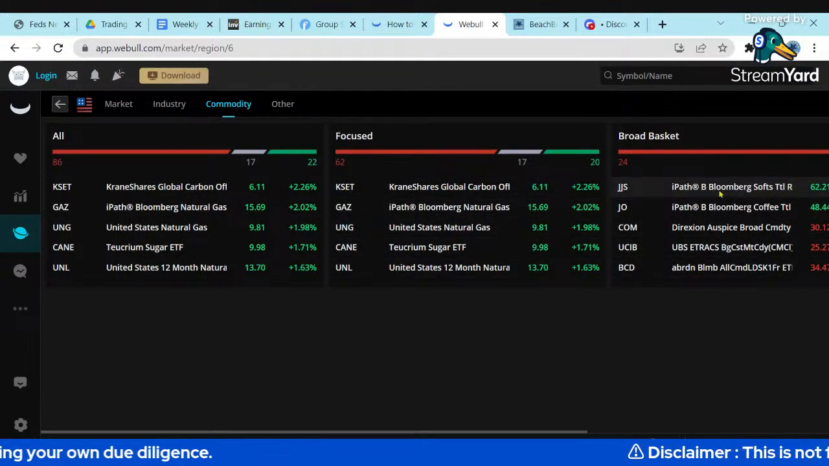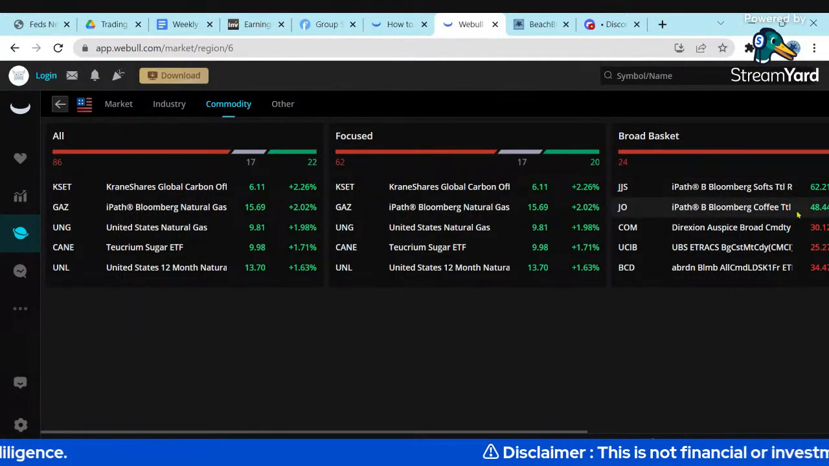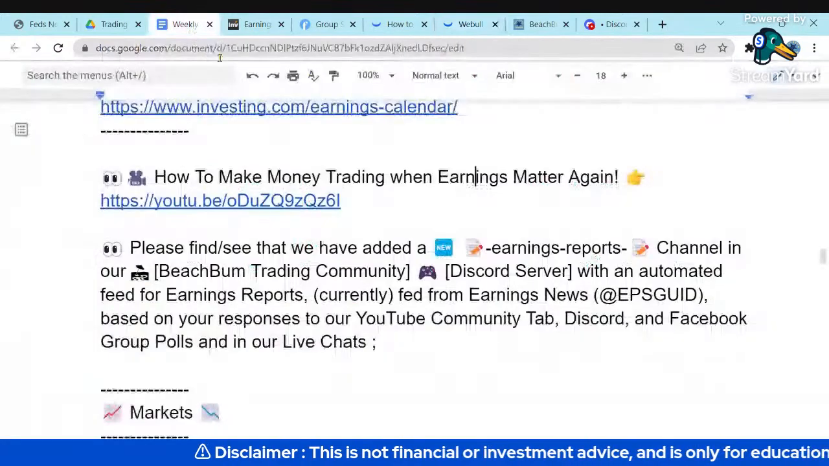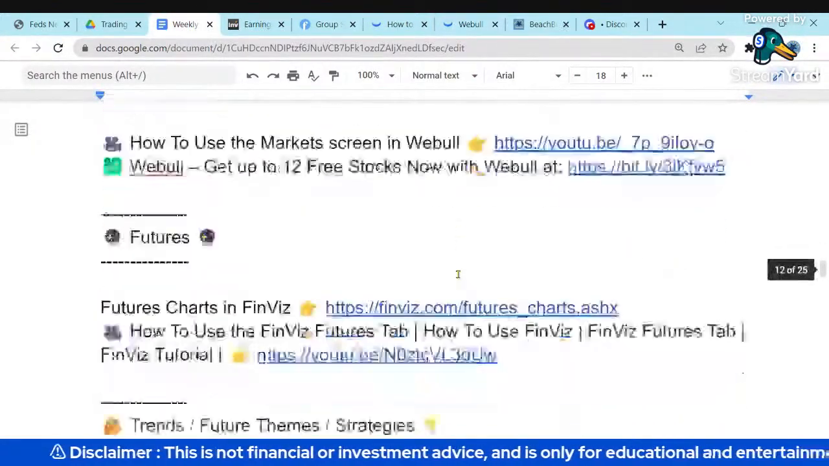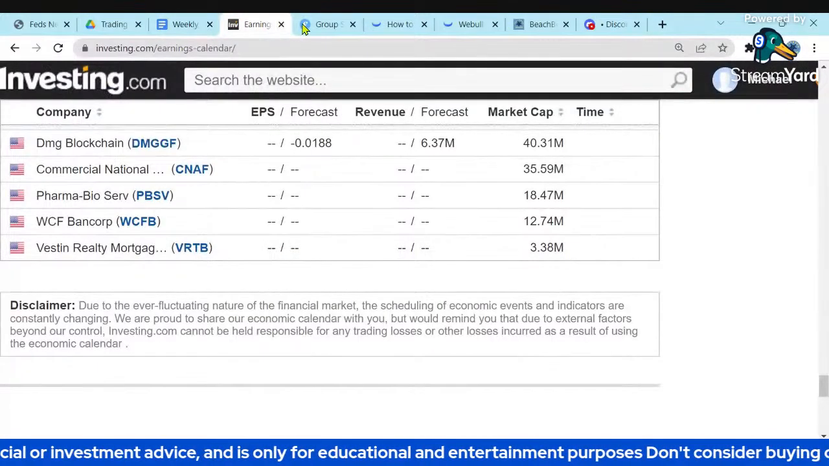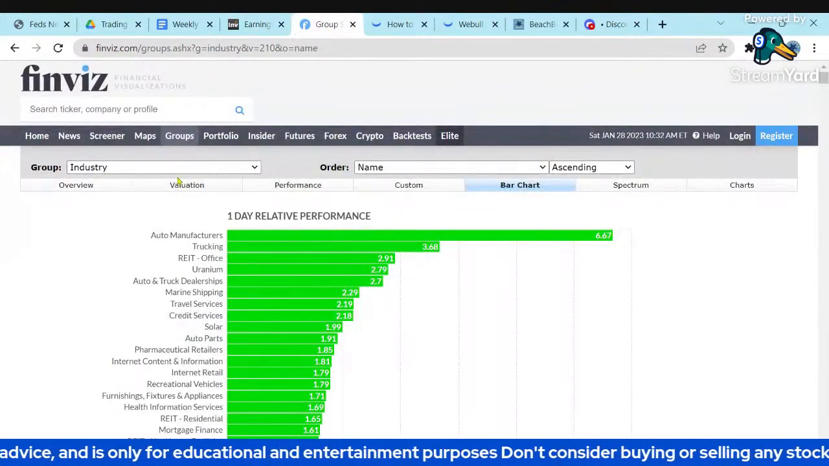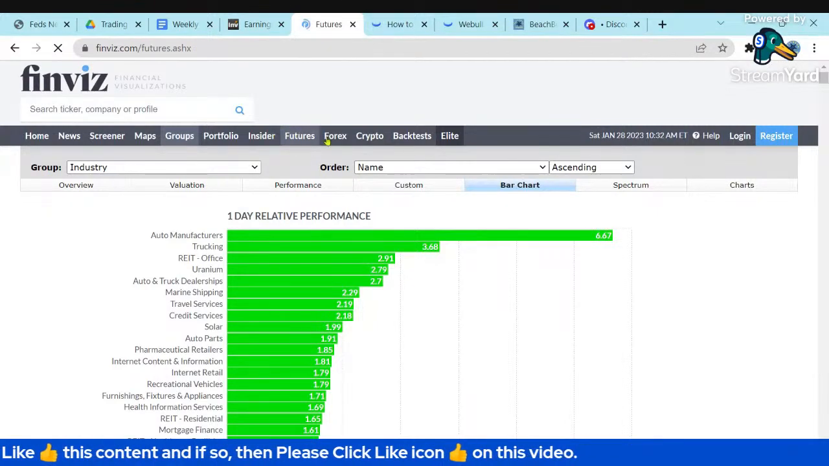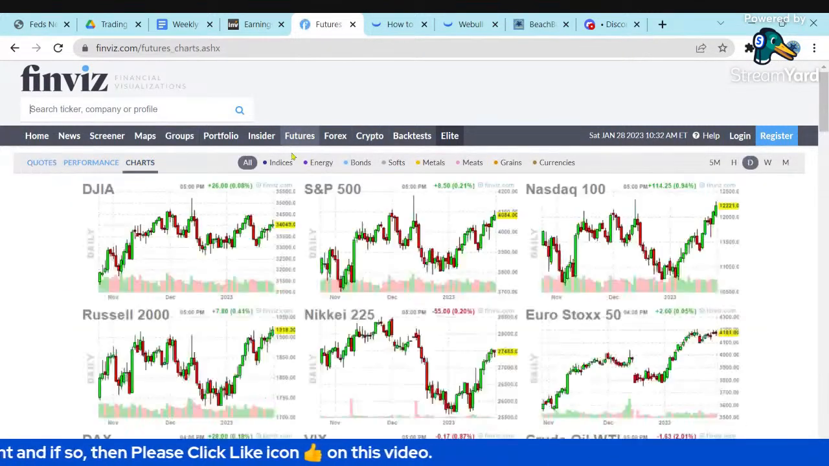Softs positive, so that's like cotton. Coffee also has bounced back up, and we'll see that in the futures. I'll leave that up for now because I'm going to use it. So let's jump over to the futures and FinViz.